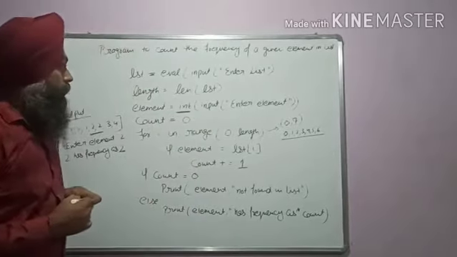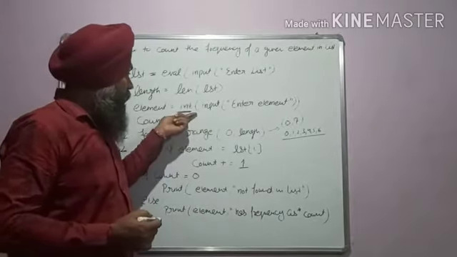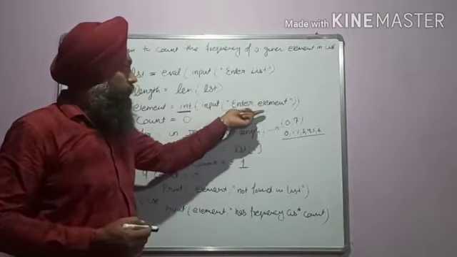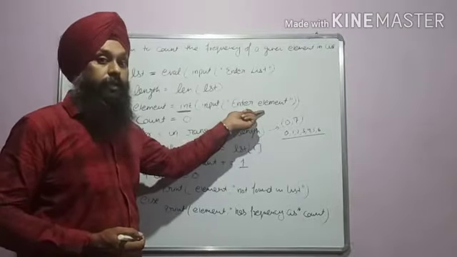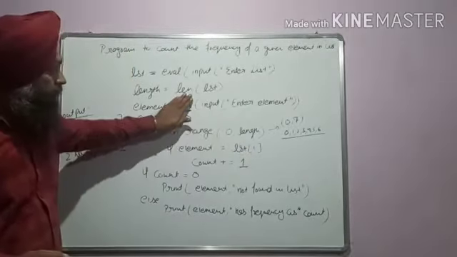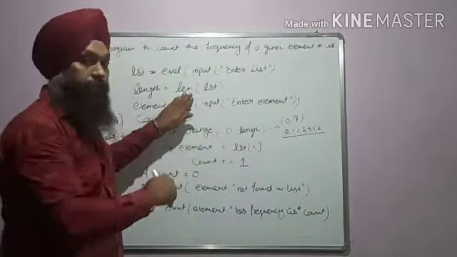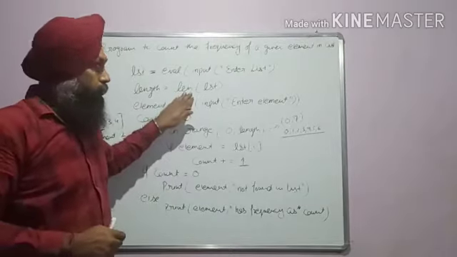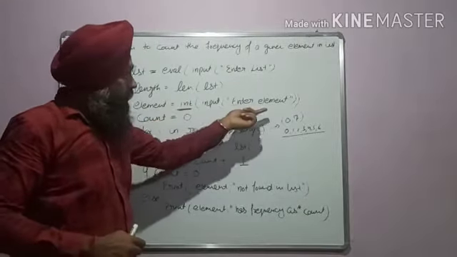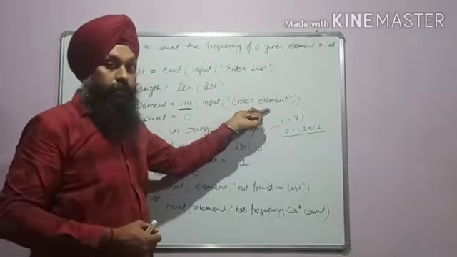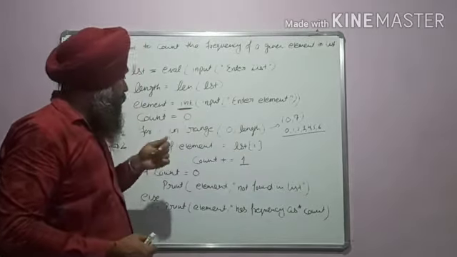This int will maintain the data type of the entered list. If we don't write int here, then the input function will take this element as a string. So here we are maintaining the data type of the element as integer.